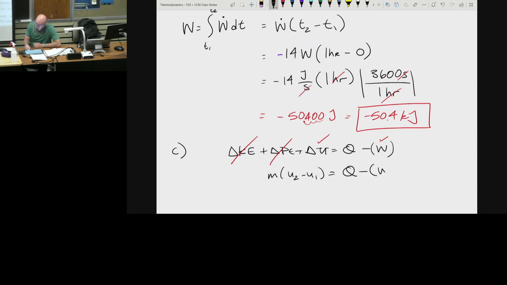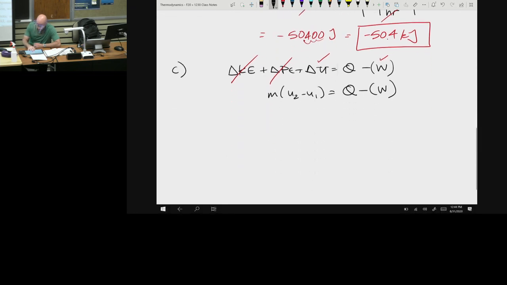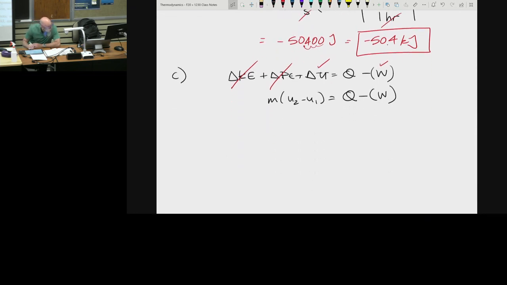What we're going to have here is mass times U2 minus U1 is equal to Q minus W. Our mass, we had 4 kilograms. Our U2 minus U1 is 10 kilojoules per kilogram, which is going to equal Q minus minus 50.4 kilojoules.